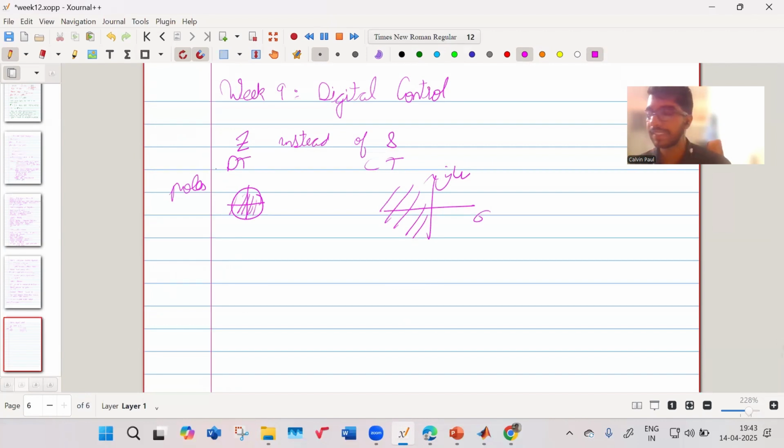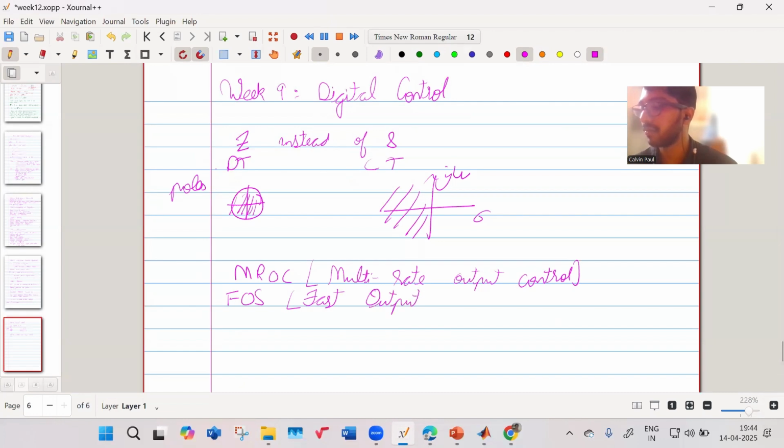Okay. Then there are three types of control which are taught. One is MROC, multi-rate output control, where the outputs are sampled at different rates. Next is FOS, fast output sampling, where the outputs are sampled at the same rate. And this is POF, periodic output feedback.